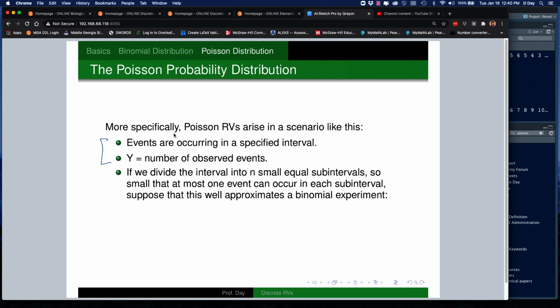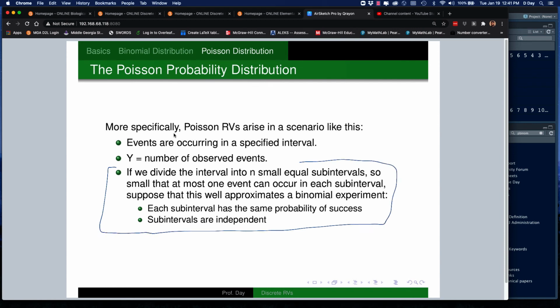But because of that, if you think about the binomial, each subinterval acts like our trials, where we have the same probability of success. Either we observed the event in that little subinterval or we didn't. Also, the subintervals are independent of each other because they're so small that only one thing could occur in them, and therefore these two are really related. This is beyond the scope of this particular course. This is more for a 3600 class, the stats theory course. But nonetheless, it's good to know that they're related.